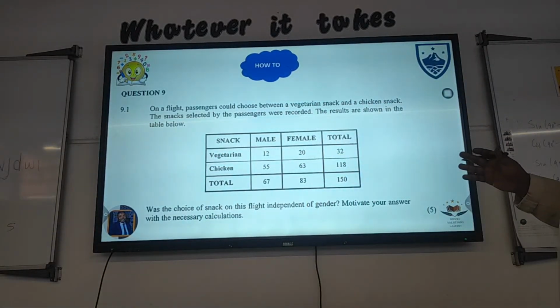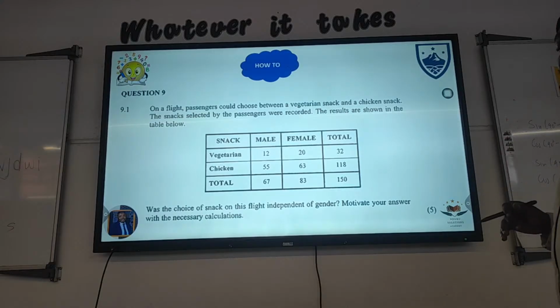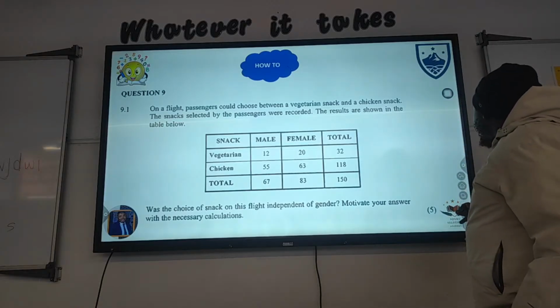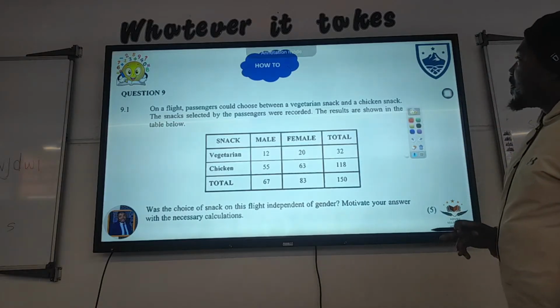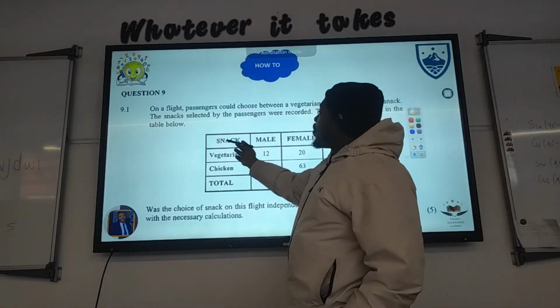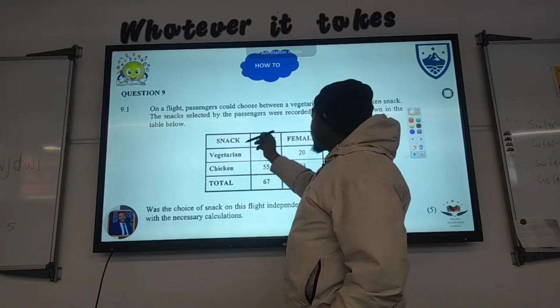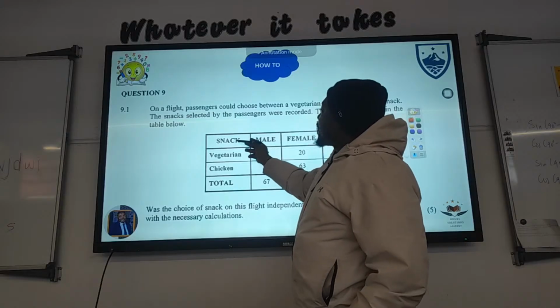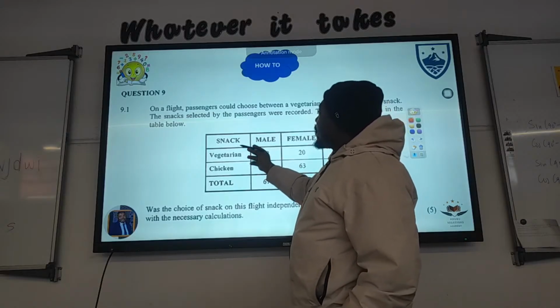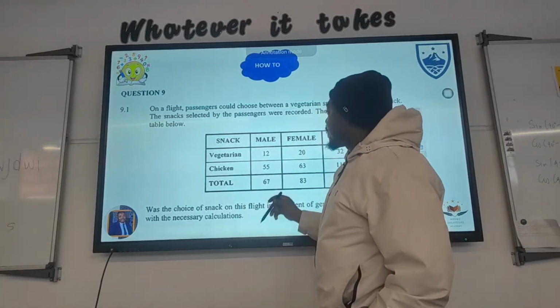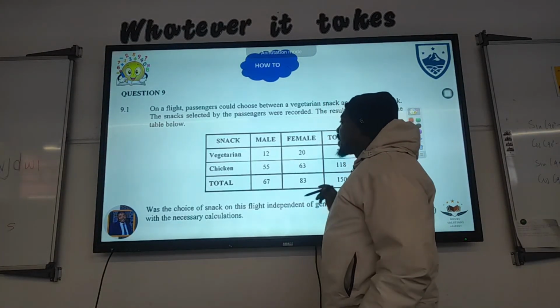This is a contingency table. So before we start solving problems, I want us to make sure we understand what this table actually represents. It's a combination of snacks and gender. How do we interpret this? We say males who choose to eat vegetarian snacks: there are 12 out of a total of 150.